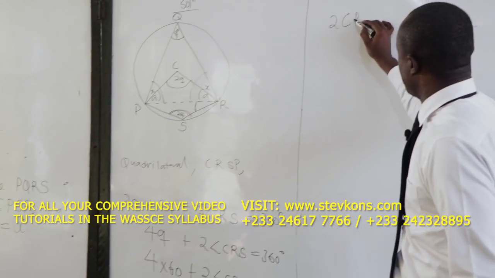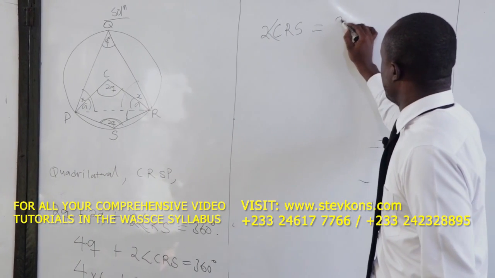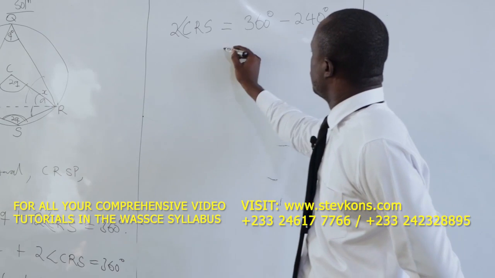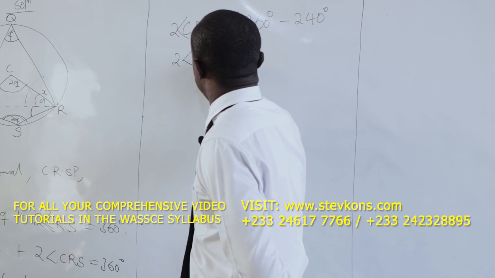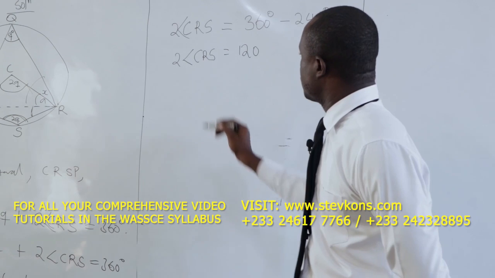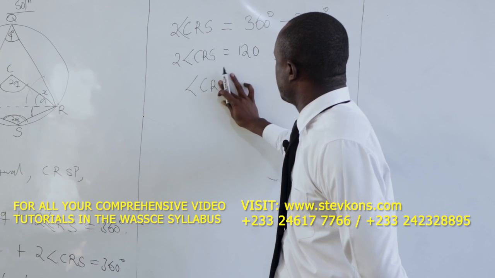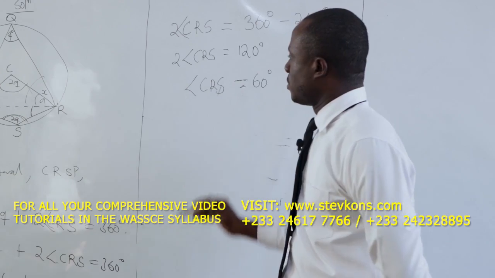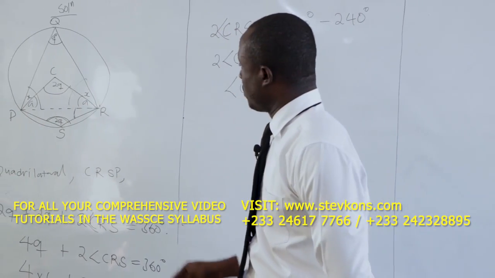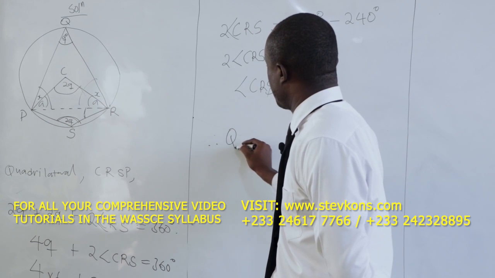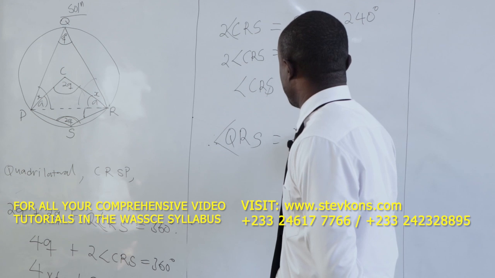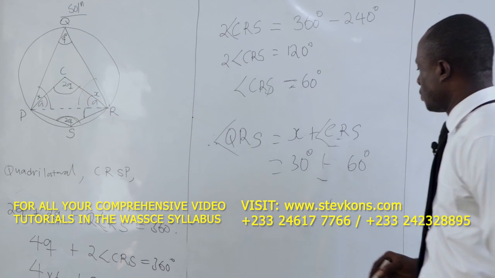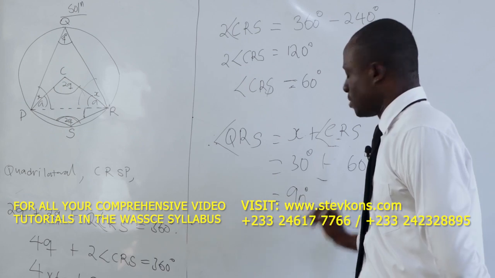So we have 2CRS equal to 360 degrees minus 240 degrees. This is 120. That's 2CRS. We want to find CRS. Now 120 divided by 2. And this will give us 60 degrees. So our CRS is 60 degrees. Now, what is X? Therefore, our QRS. Now, this is what? X plus CRS. We got X to be 30 degrees. And CRS is also 60. So this is 90 degrees.